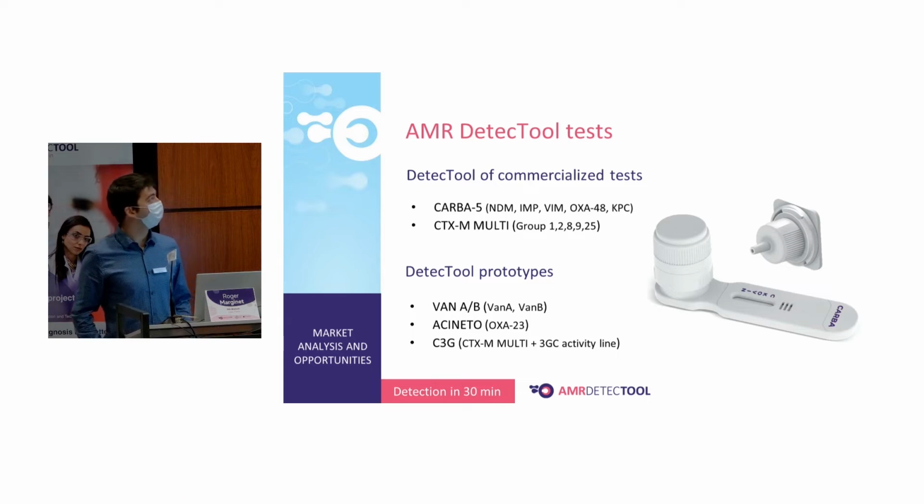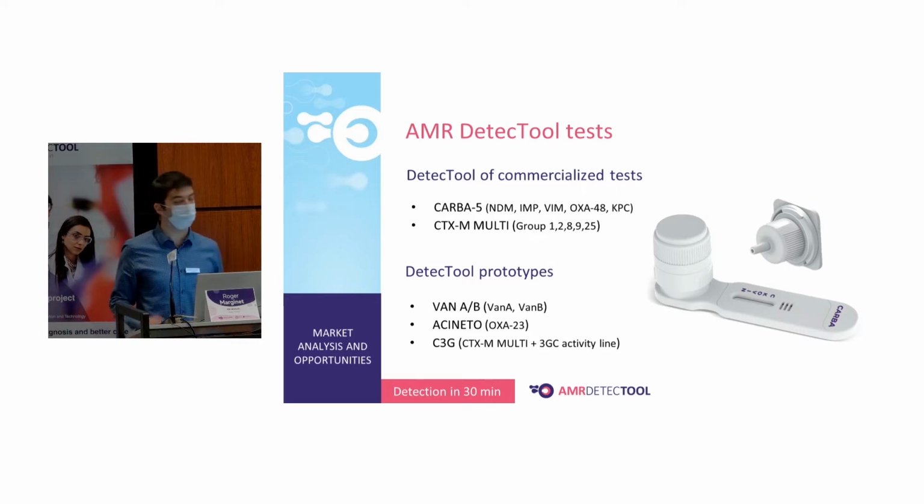And then we're also testing three different prototypes for which we currently are not selling any test, which are the Ban-A-Ban-B for vancomycin resistance, the Acineto for the OXA23 of Acinetobacter, and the 3GC that puts together the CTXM Multi and an activity line for the cephalosporins.